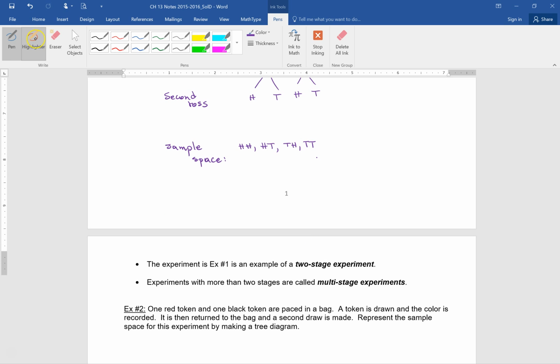Now, the experiment that we did here is called a two-stage experiment, for obvious reasons, that we tossed the coin twice. If you've got more stages, we call it a multi-stage experiment. All right.